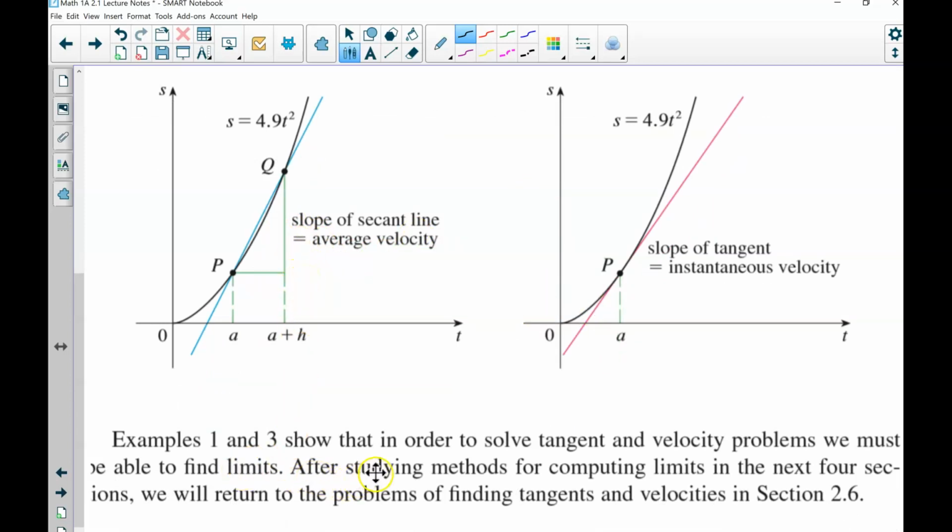Now, examples 1 and 3 show that in order to solve tangent and velocity problems, we must be able to find limits. After studying methods for computing limits in the next 4 sections, we will return to the problems of finding tangents and velocities when we get to section 2.6.